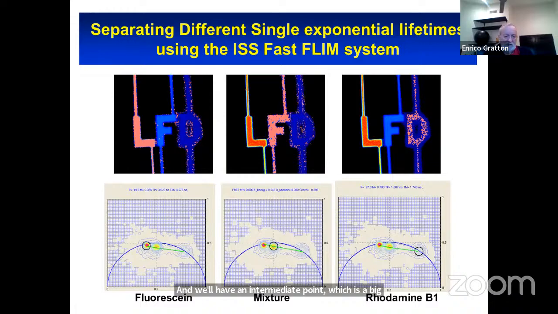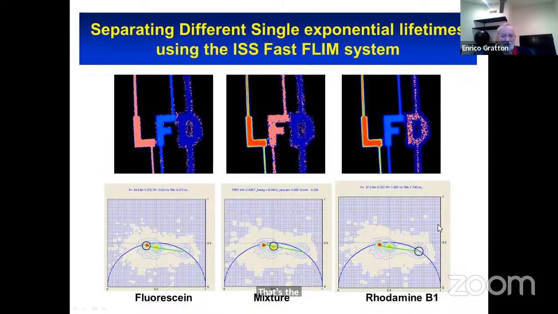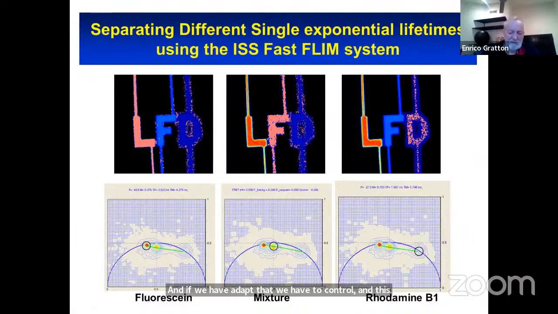In order to determine the components that we have in the mixture, what we do is we need to calculate the distance between this point and the other point, and this point and the other point. And if we have that, we have the component. We have a program that is used in order to do that. And the results are here, for example. You can see here the line that you can measure in phase and modulation.